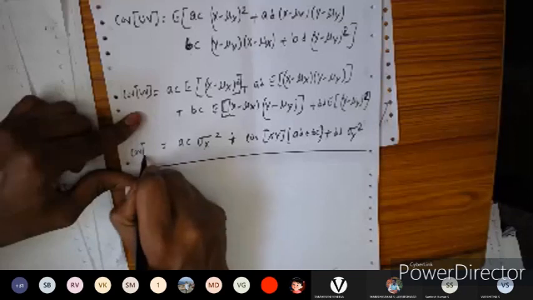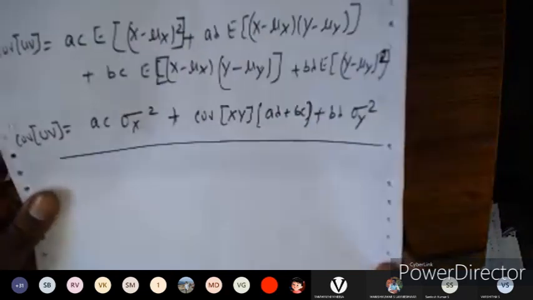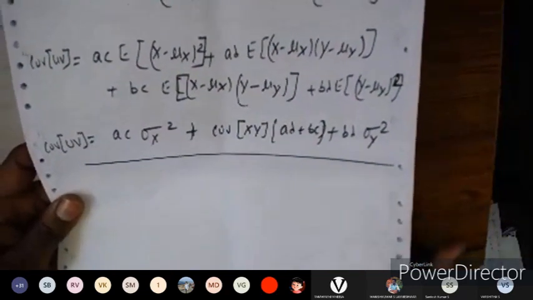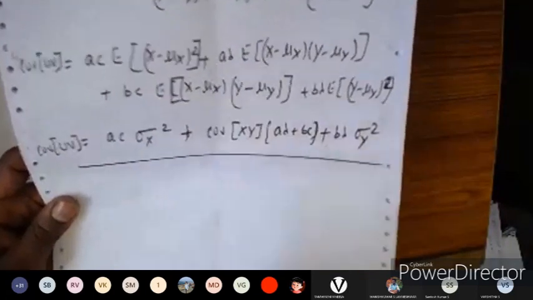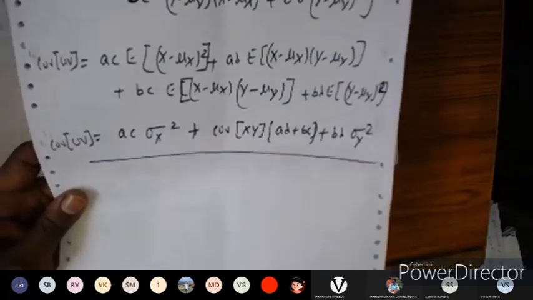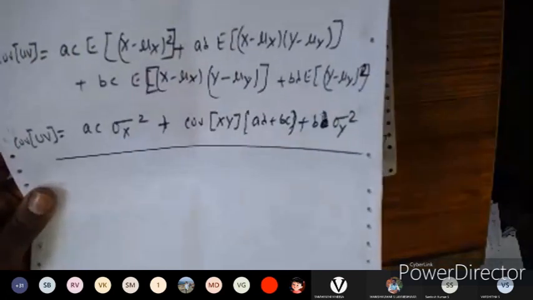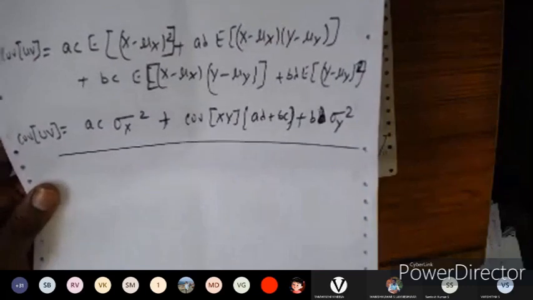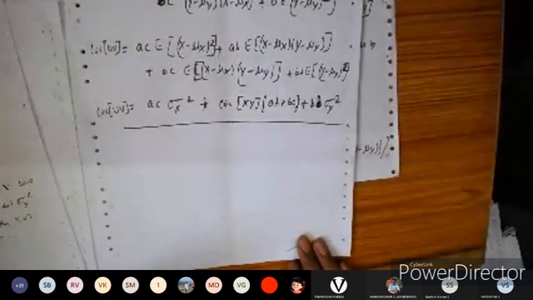So this is the covariance of the random variables u and v. If I take the common term, it is AD plus BC, and then B into D into sigma y square. So this is how we got the covariance of the transformed random variable.